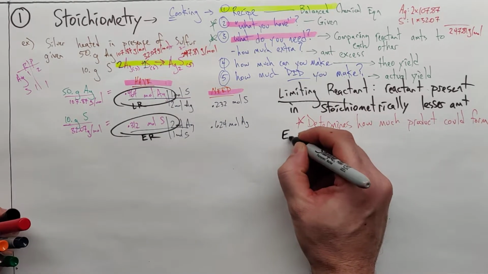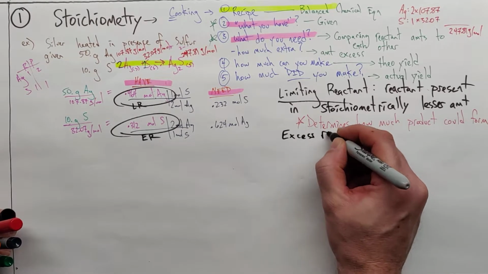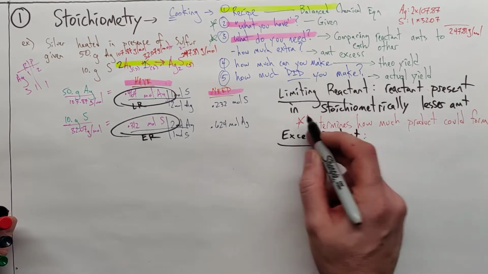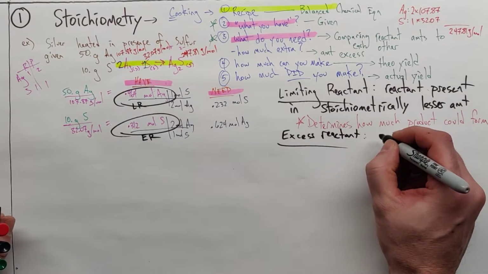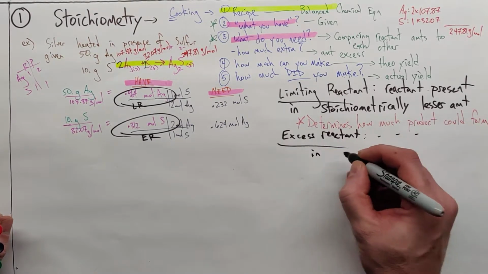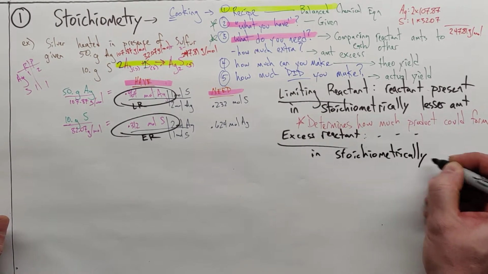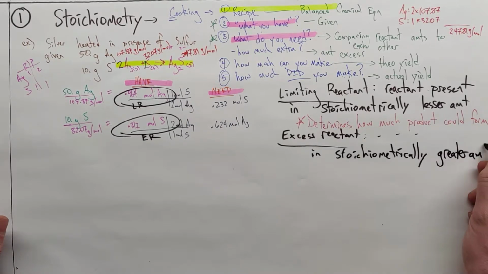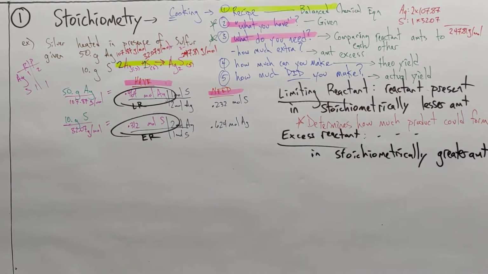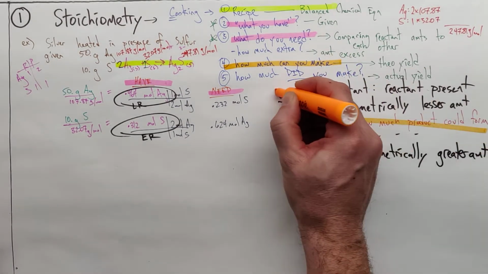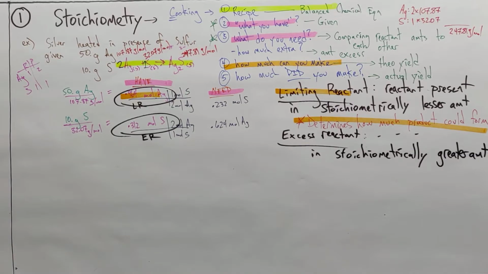And then we've got our excess reactant. Fundamentally, that's the one you have too much of, but using our terminology, it's the reactant present in stoichiometrically greater amount. All right, enough vocabulary. The important part to us: how much can you make? I will highlight this right here, and this is going to be our limiting reactant that determines that. So let's move on to that step.